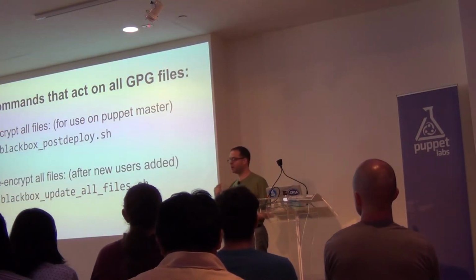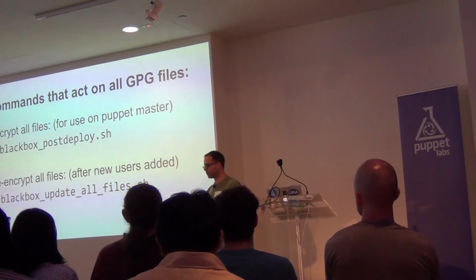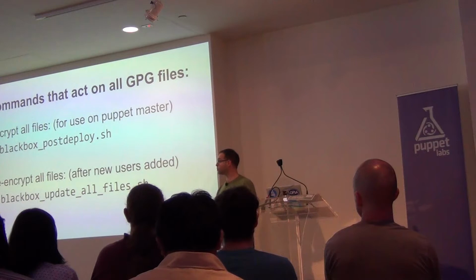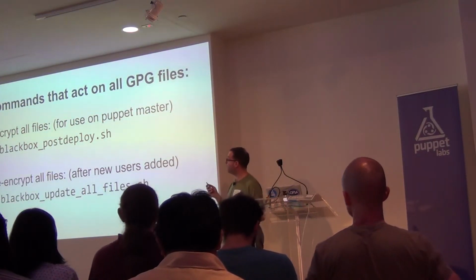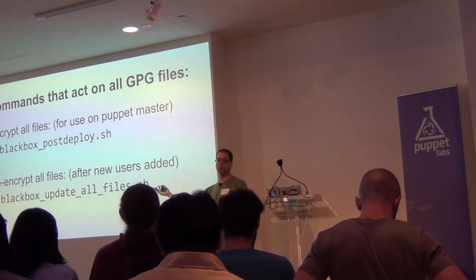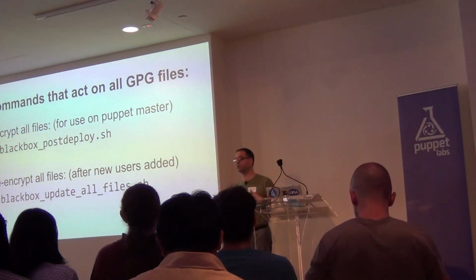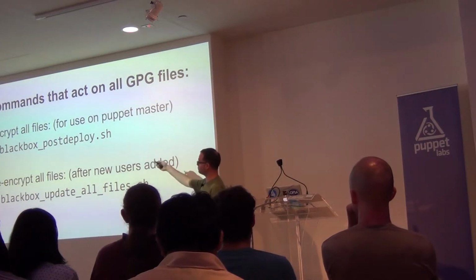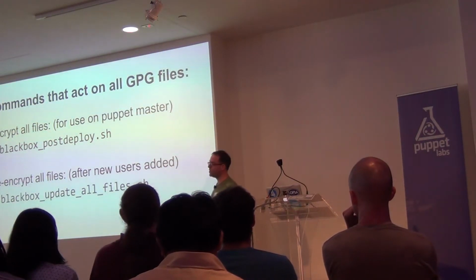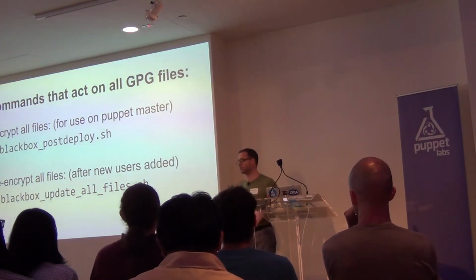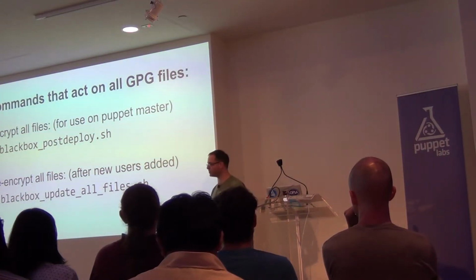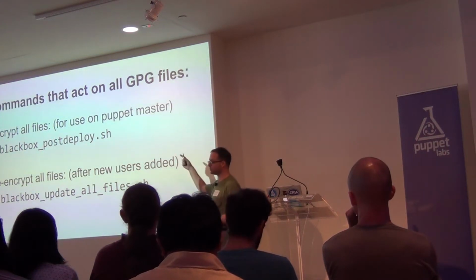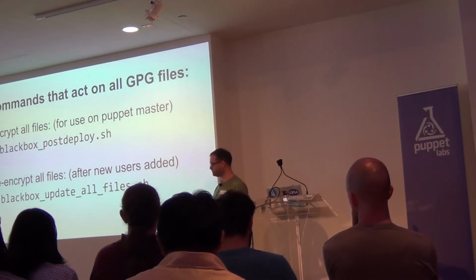There are also some processes that involve either encrypting or decrypting all the files. So, for example, when the Puppet Master gets a new load of Puppet files from our continuous build system, it needs to decrypt all the files, and so we have this post-deploy script that does that. We use TeamCity, which is like Jenkins and these other systems, and so in your environment, Jenkins would just call this script after pushing new files.